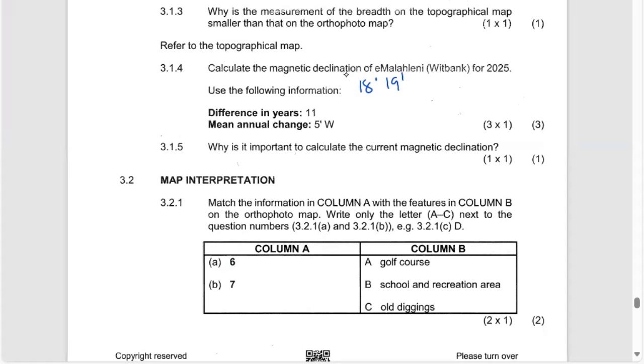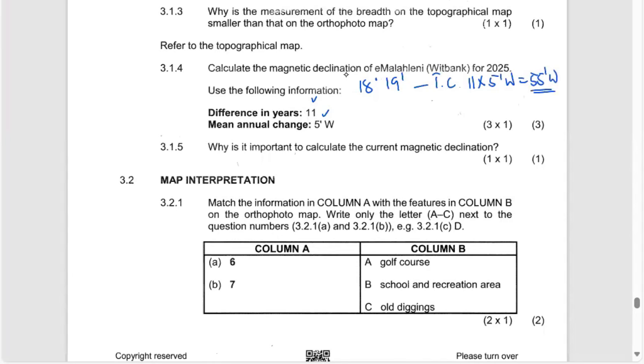Total change: we are told that we don't need to go back to the map because the map information is provided. The mean annual change is 5 minutes to the west, and it has lapsed over a period of 11 years. So our total change, how do we get it? We say 11 years times 5 minutes to the west, which gives us 55 minutes to the west. This is our total change.